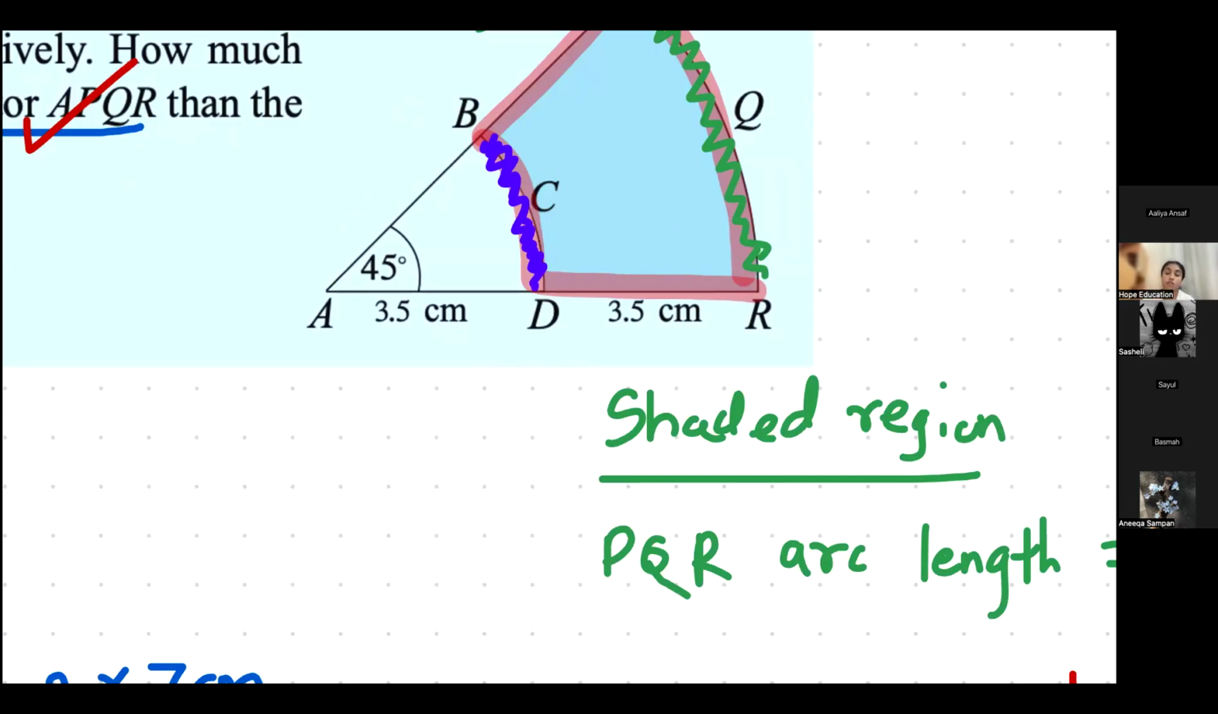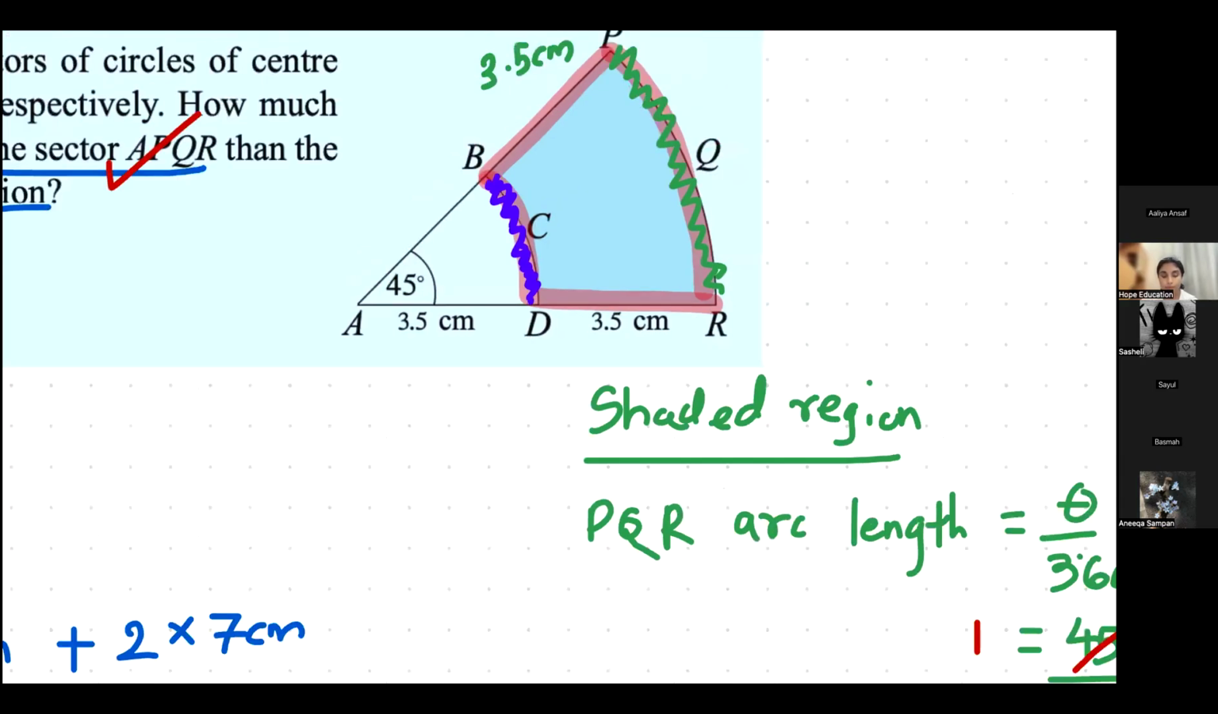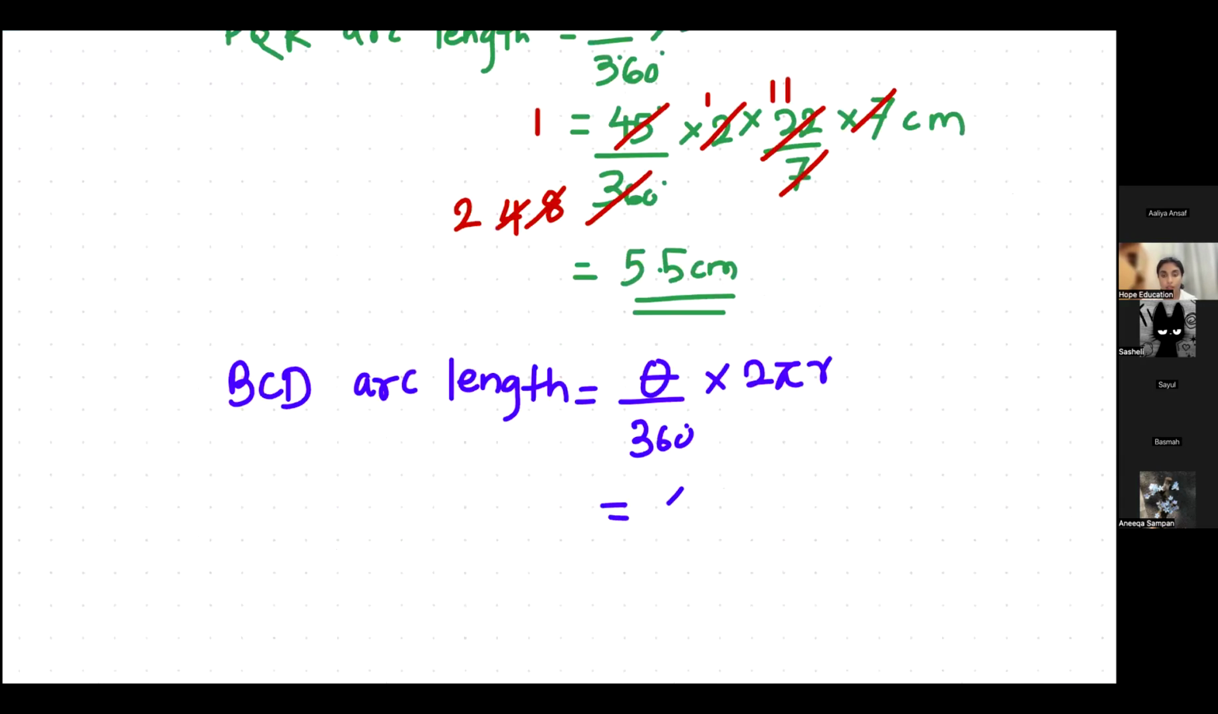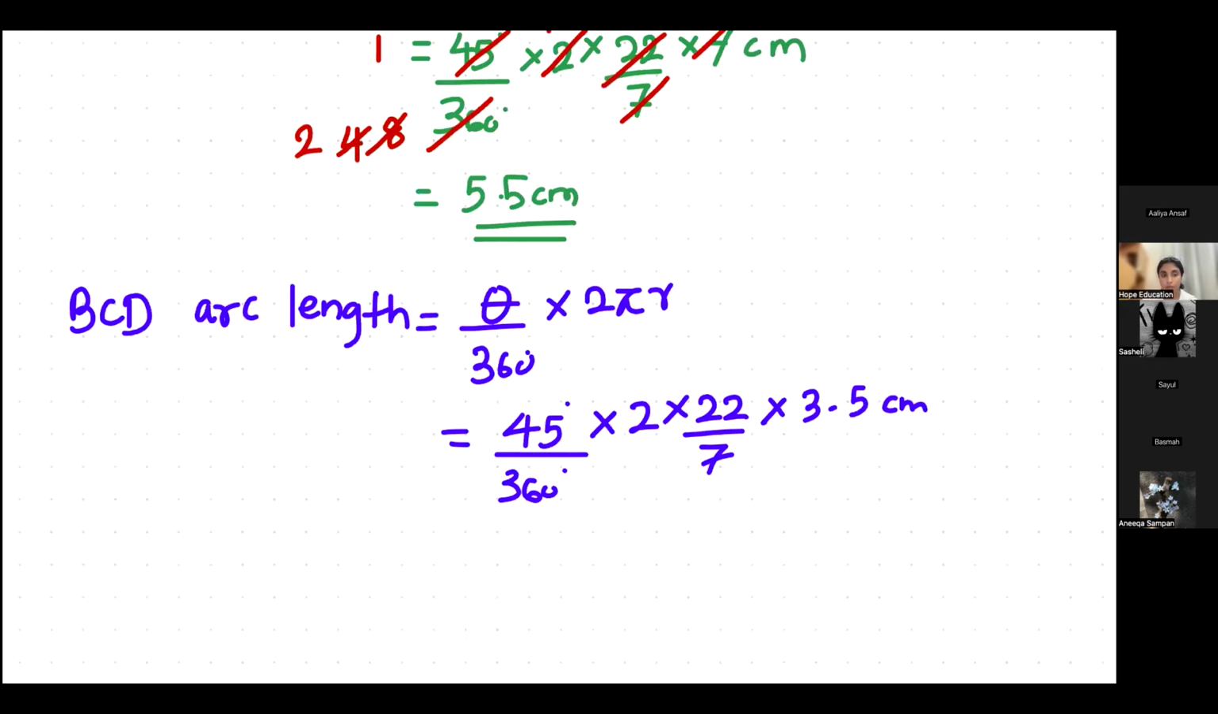Do you others also think it's 3.5 or any other answers? It is 3.5 because this purple part, the BCD part, belongs to this little sector. So its radius is 3.5, theta is 45. 2 pi is 22 over 7, radius is 3.5. Or if you like, instead of 3.5 you can put 7 divided by 2.